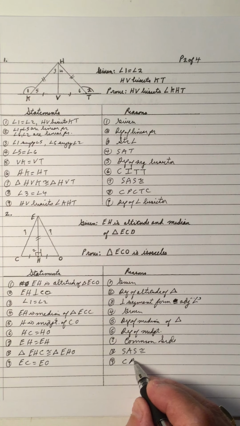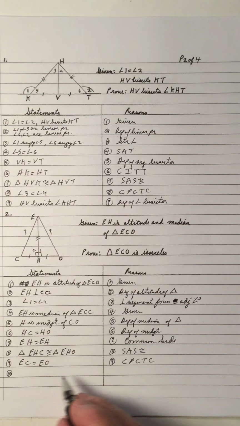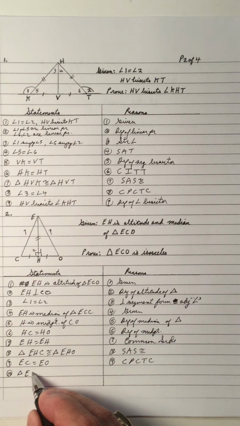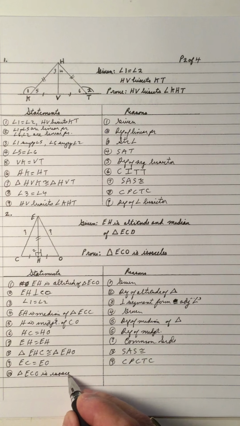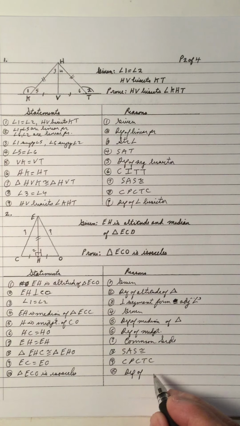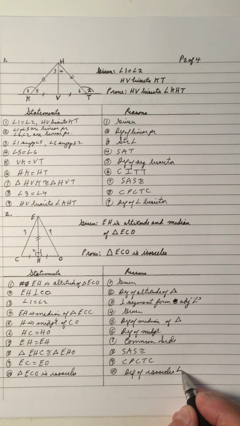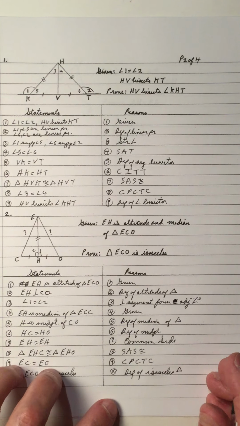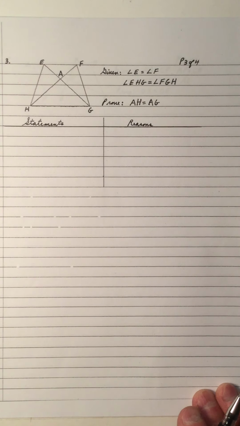That's CPCTC. Congruent parts of congruent triangles are congruent, and because they're equal, that means the triangle ECO is isosceles. And definition of an isosceles triangle. To get an isosceles triangle, you need two sides equal. Okay, let's continue another proof.